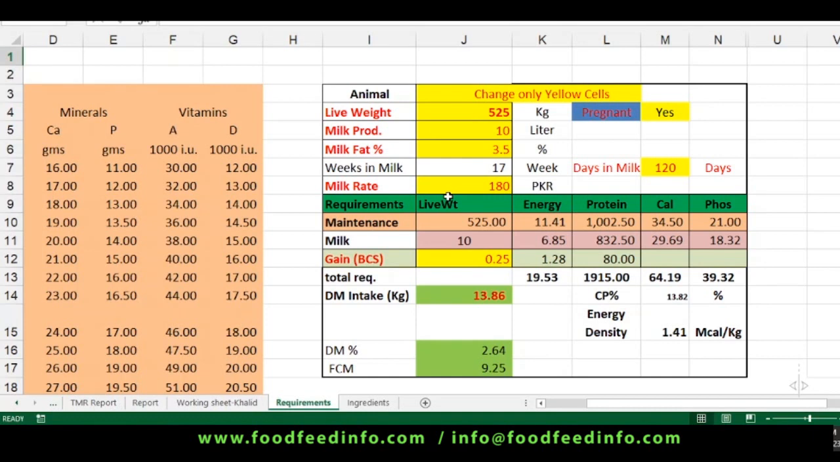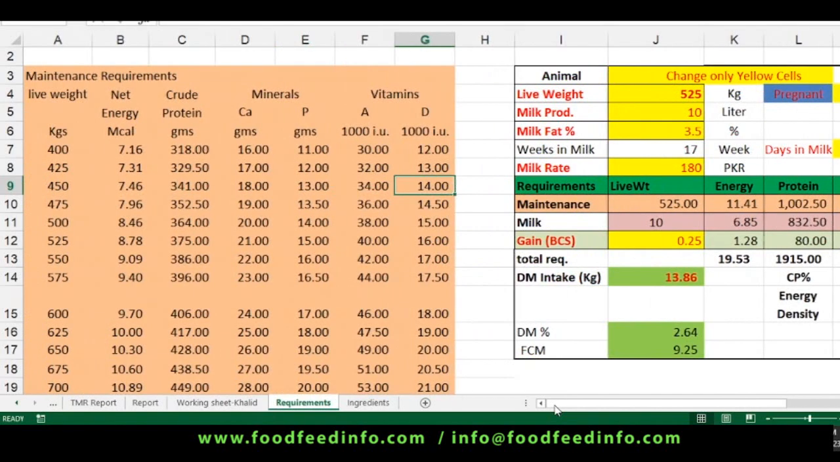Here we are only using the nutrient requirements of dairy animals, particularly Holstein and Friesian, because the majority of people in many countries keep either crossbred animals or Holstein Friesian animals. So we can use these values. However, if you have some issue with these values, or you have your own data, then you can save this sheet with a new name and make changes in the nutrient requirement.